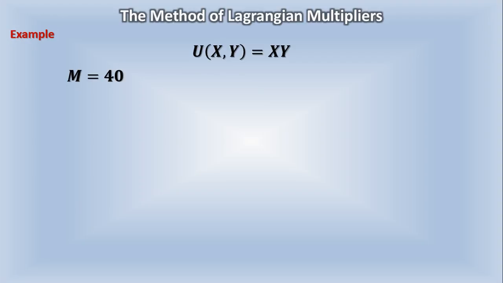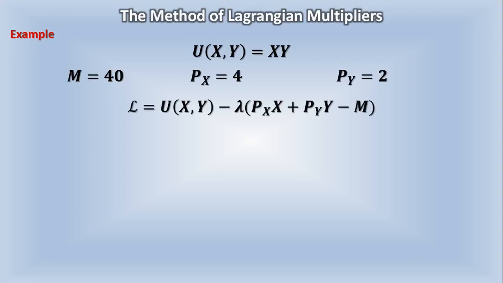All right. Let's say income is $40. Price of X is $4. Price of Y is $2. So this is our Lagrangian expression. So XY is our utility function. And then we have minus lambda times our budget constraint. So we have to plug all this stuff into our budget constraint, which looks like this. So the value of everything we can buy minus our income.